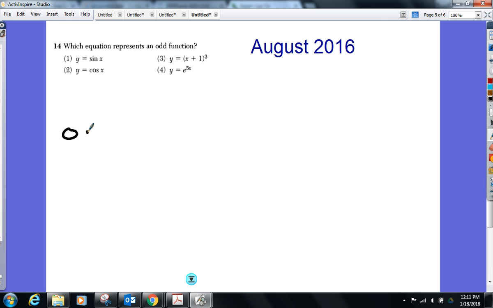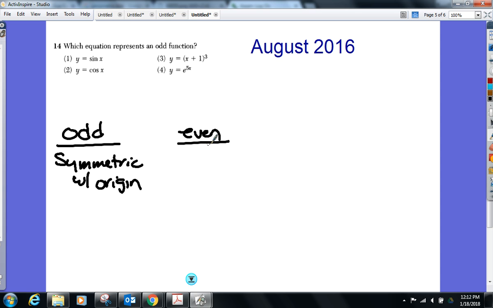Just a quick review. If it's odd, it's going to be symmetric with the origin. And if it's even, it's going to be symmetric with the y-axis.